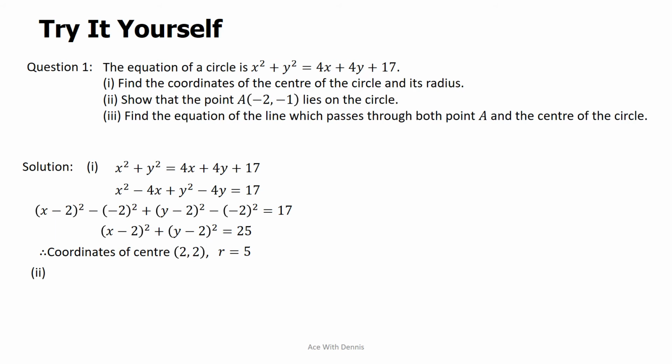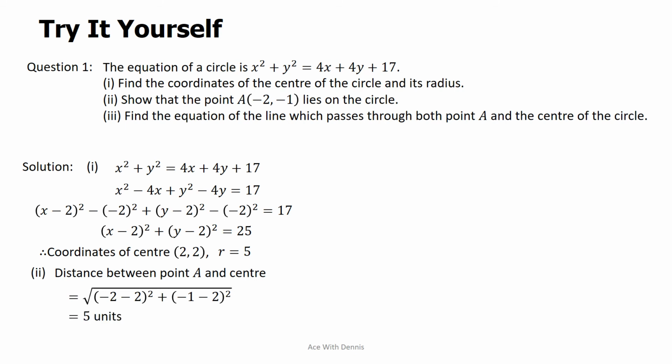Number 2. We need to find the distance between point A and the center. By using the Pythagoras theorem, we get the square root of (-2 minus 2) squared plus (-1 minus 2) squared, and the distance is 5 units. Now we compare this distance between point A and the center with the radius, and it is equal to the radius r, which is 5 units as well. So we can say that point A lies on the circle.